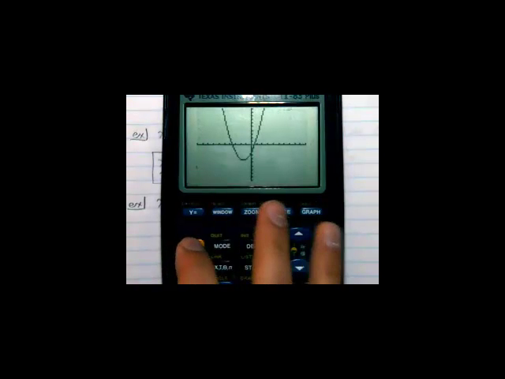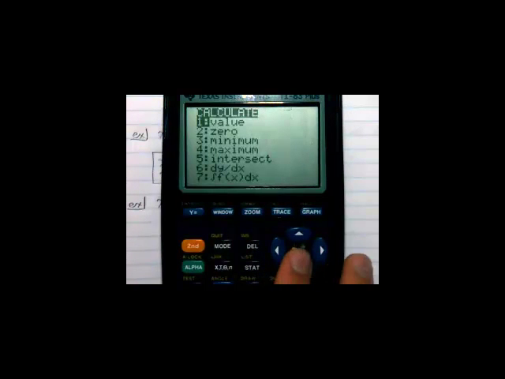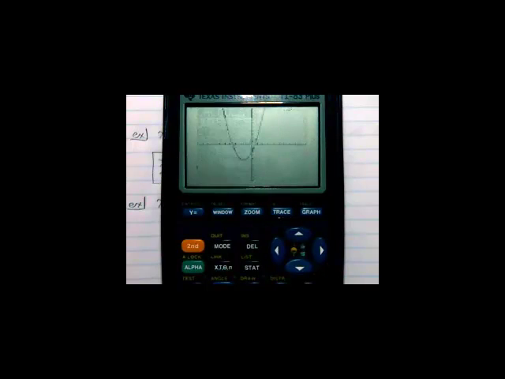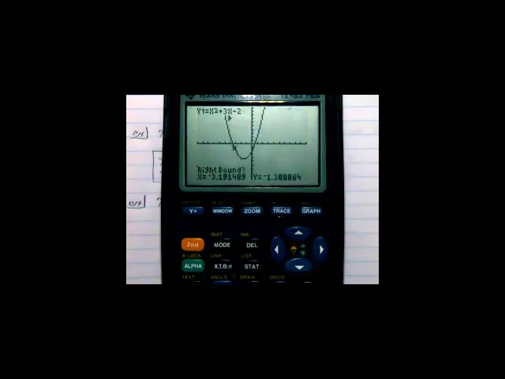So let me go through it one more time. Second, calc, 0. Go a little to the left of where you think the x-intercept is. Hit enter. And then scoot it a little bit to the right of where you think that x-intercept is. Hit enter. Enter again. That one should be at negative 3.56 and some change.